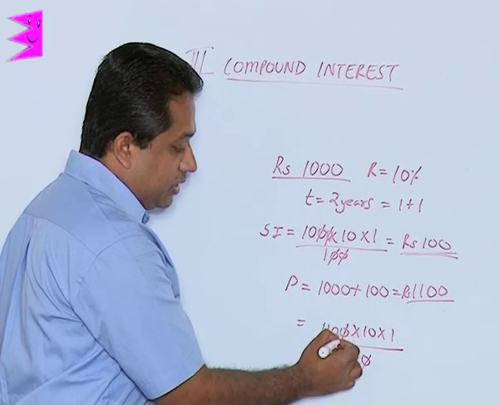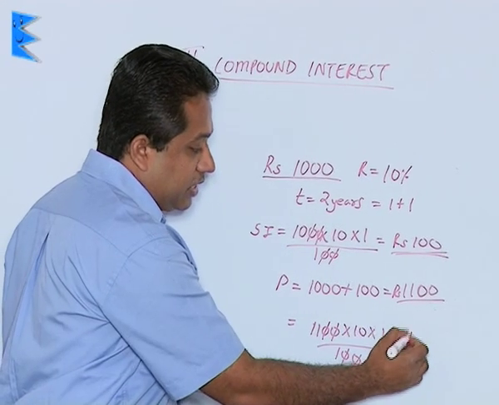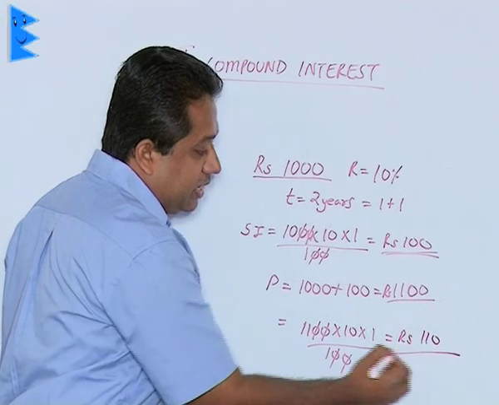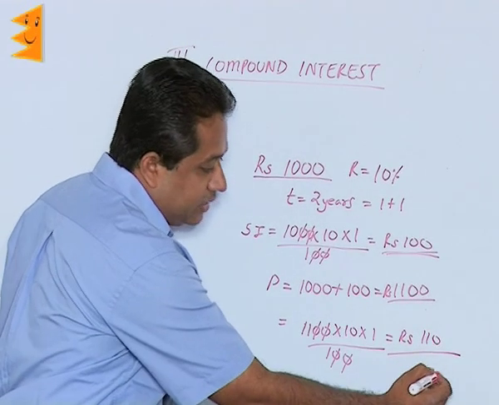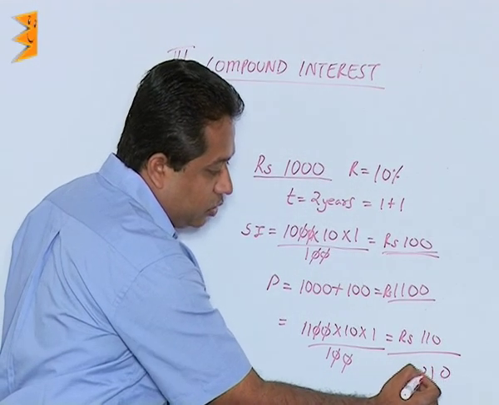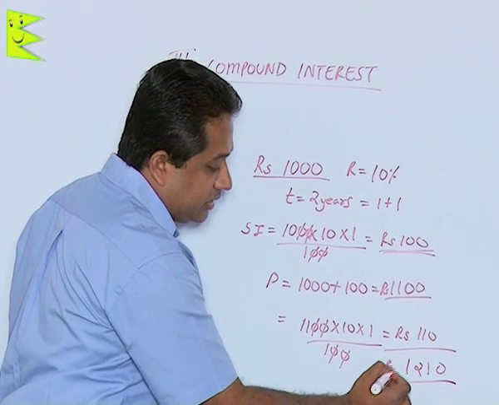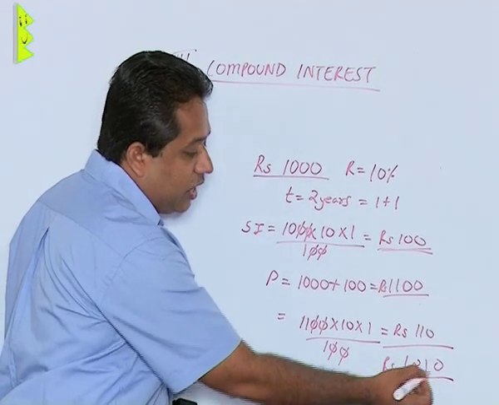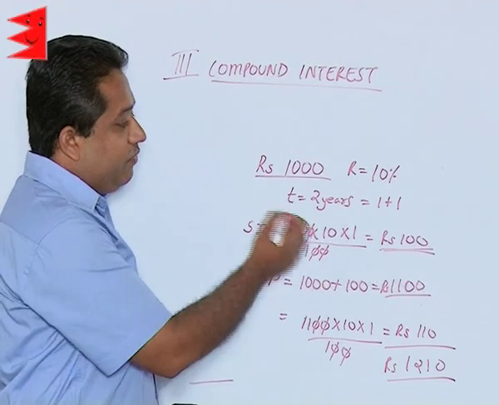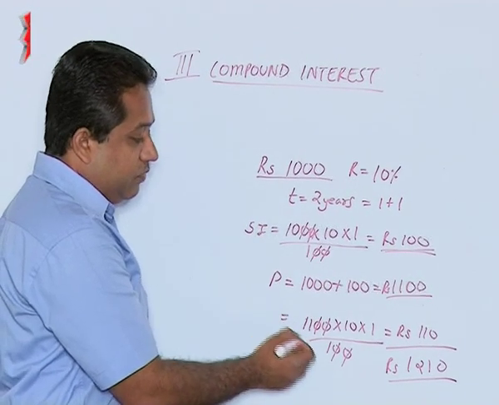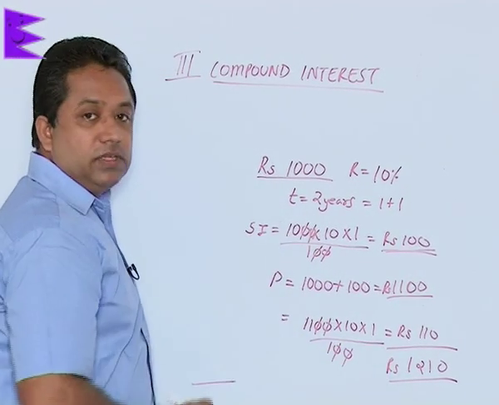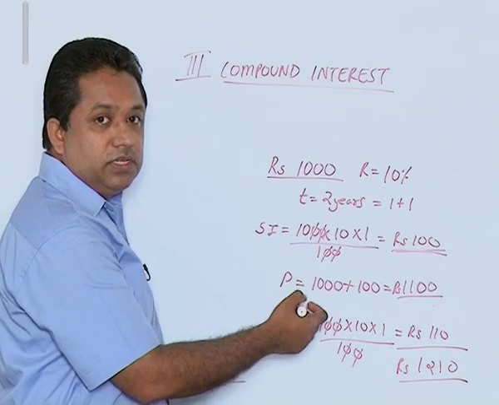So, 0 and 0 get cancelled. He gets here 110 rupees as the interest. Now, we are going to add this up: 0, 1, 2, 1. So, he gets at the end of 2 years 1210. So, we find that the compound interest will always be more than the simple interest because the principal keeps changing.